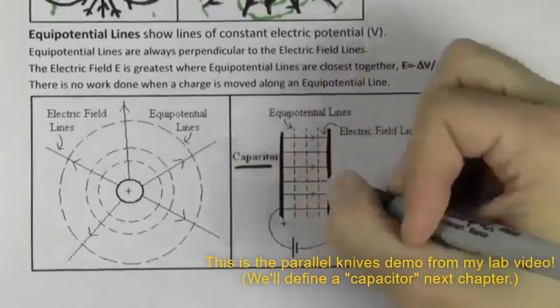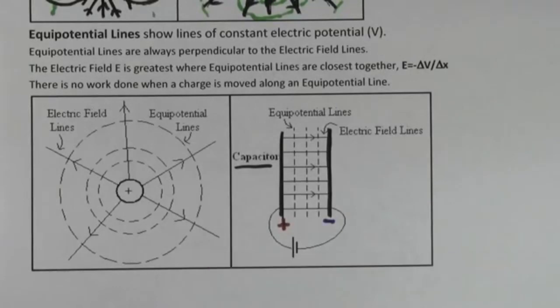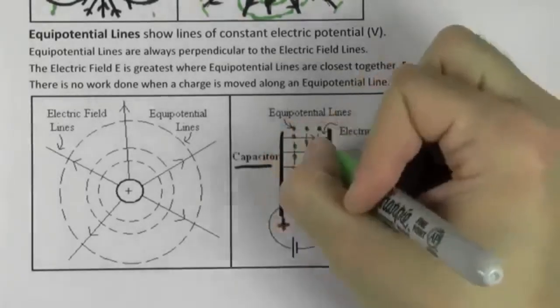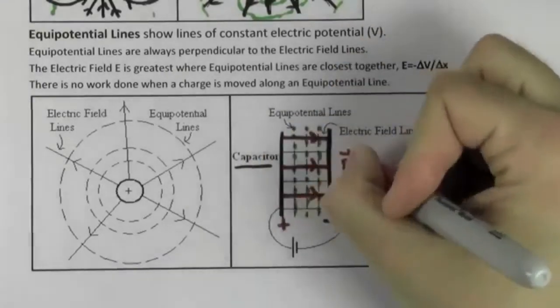For a parallel plate capacitor, the plates are equipotential lines since the V is constant on each plate. The electric potential will drop uniformly from the positive plate to the negative plate, so we draw the equipotential lines vertically in this example. And as always, the electric field points toward lower electric potential.